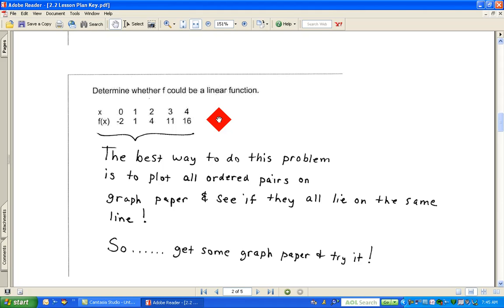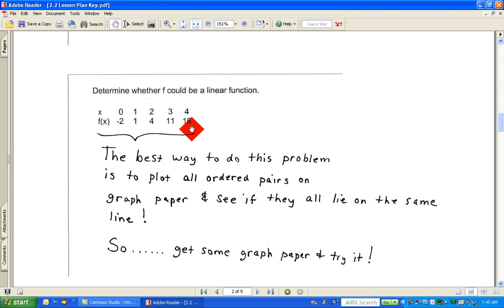The way I teach my students to do this problem, if I want to know if a function is linear, let's use the adage, a picture is worth 1,000 words. Why not get out a piece of graph paper, and why not plot these points? This is the ordered pair 0, -2, so plot it. This is the ordered pair 1, 1, plot it. This is the ordered pair 2, 4, plot it. This is the ordered pair 3, 16, please plot it.